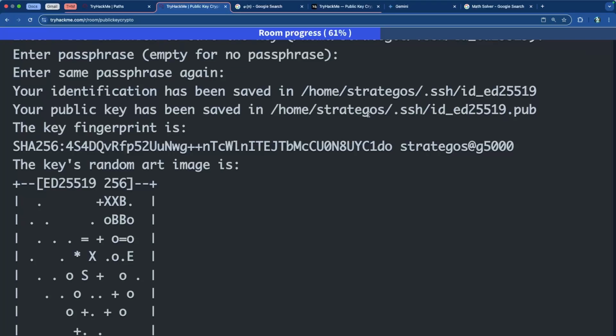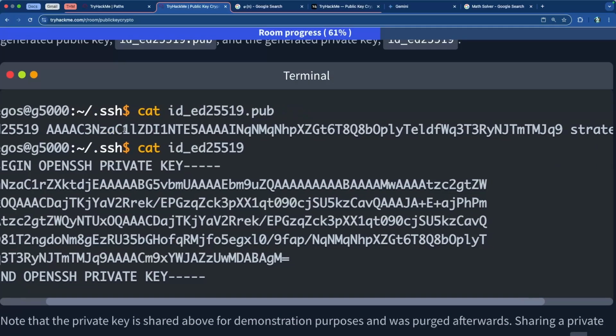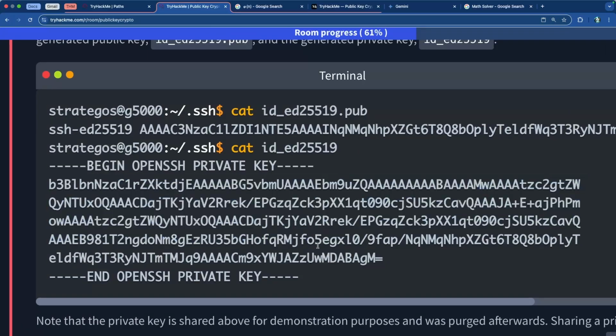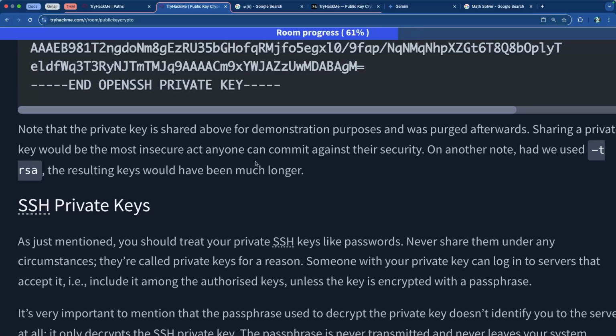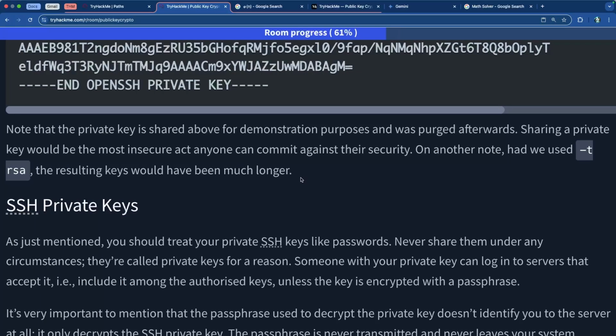This is the public key, as you can see right here. And then this is the private key. As we can see, it's much longer. Note that the private key is shared above for demonstration purposes and was purged afterwards. Sharing a private key would be the most insecure act anyone can commit against their security.